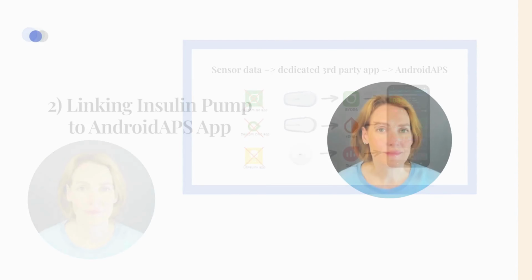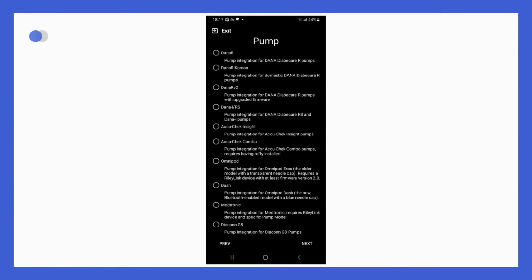2. Linking the insulin pump to the AndroidAPS app. When using the AndroidAPS app, you will have the option to link it to your insulin pump. Upon launching the app, you will be prompted to select the type of pump you are using.